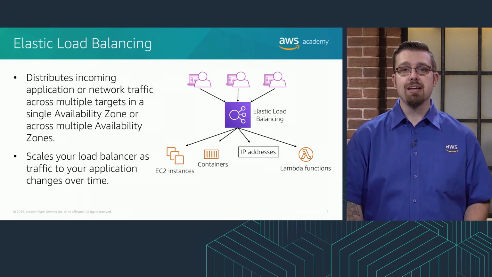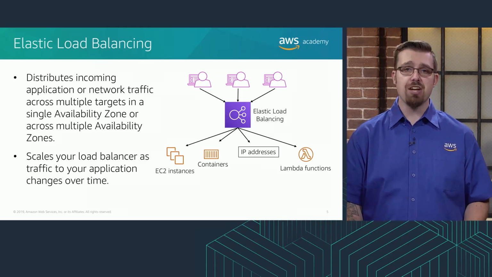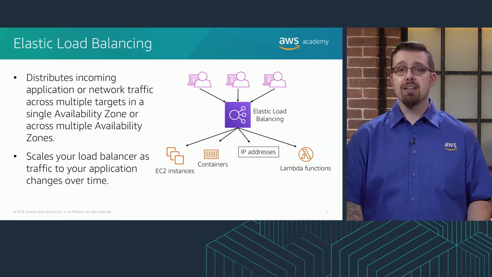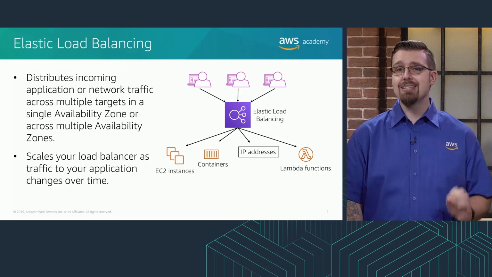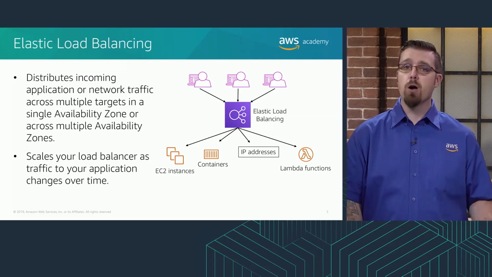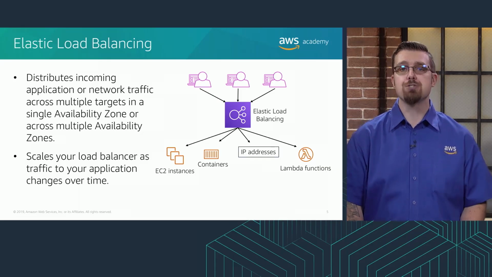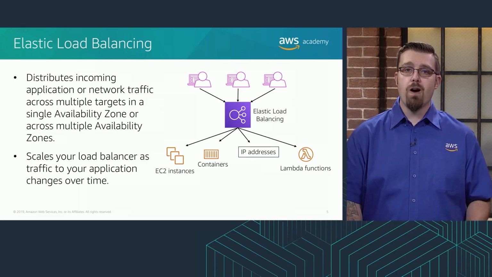Elastic load balancing is an AWS service that distributes incoming application or network traffic across multiple targets, such as EC2 instances, containers, IP addresses, and Lambda functions, in a single availability zone or across multiple availability zones. Elastic load balancing scales your load balancer as traffic to your application changes over time. It can automatically scale to most workloads.